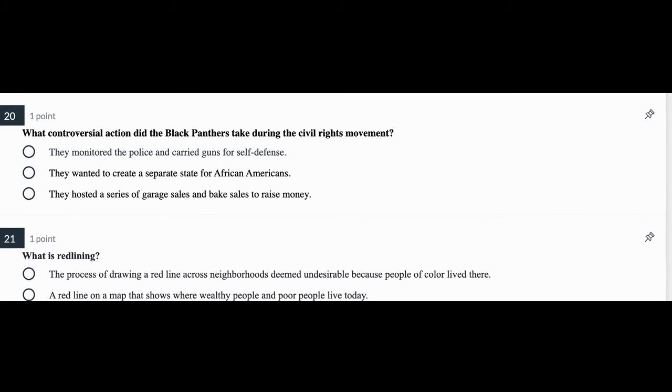20. What controversial action did the Black Panthers take during the Civil Rights Movement? They monitored the police and carried guns for self-defense. They wanted to create a separate state for African Americans, or they hosted a series of garage sales and bake sales to raise money.